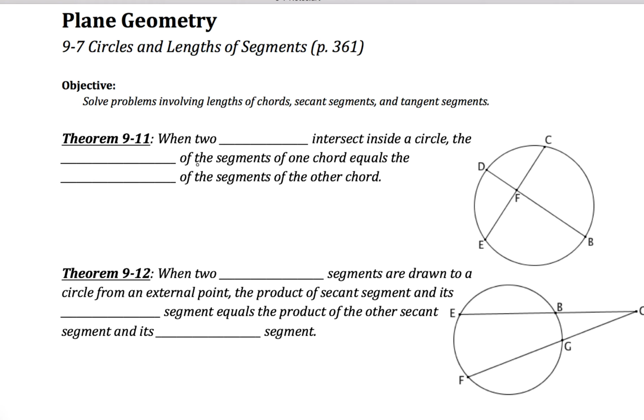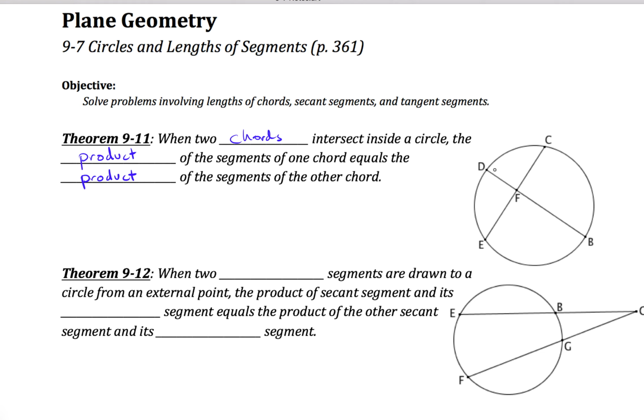So to start off, we have theorem 9-11, and it says that when two chords intersect inside a circle, the product of the segments of one chord equals the product of the segments of the other chord. And of course we remember that product is the result of multiplication. So let's take a look at what this is saying about this diagram right here.